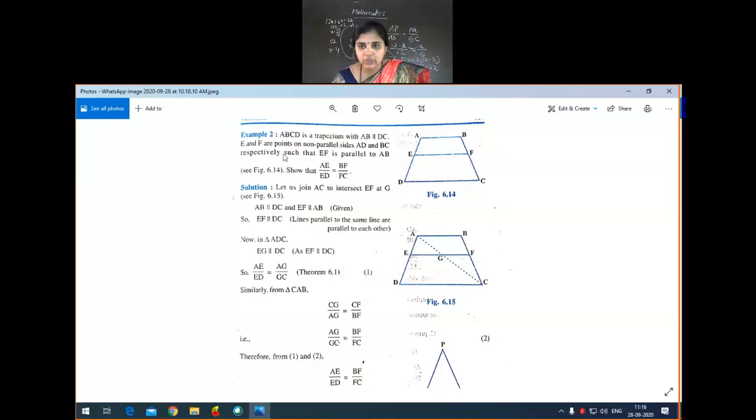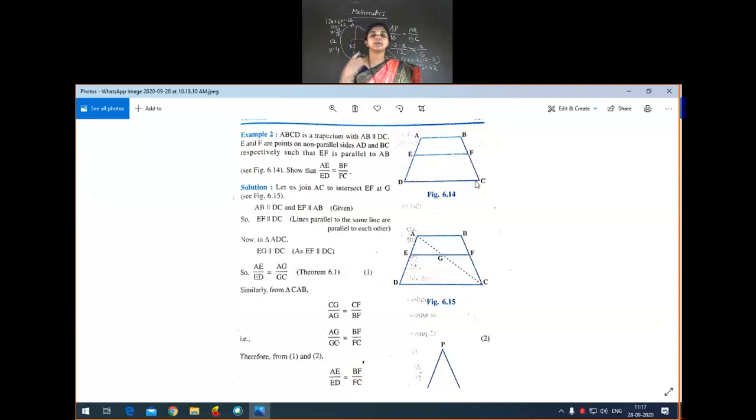See, example 2 we have: ABCD is a trapezium with AB parallel to DC. E and F are points on the non-parallel sides AD and BC respectively, such that EF is parallel to AB. Show that AE divided by ED is equal to BF divided by FC.